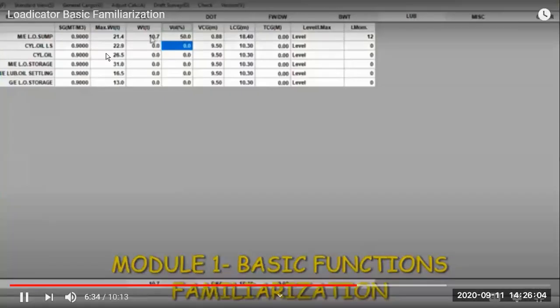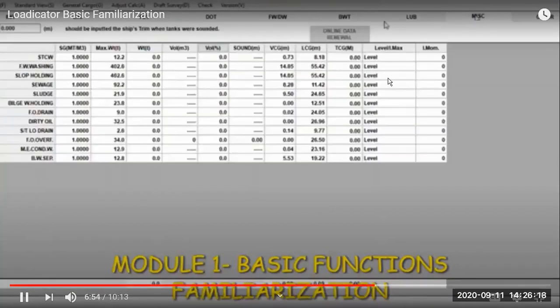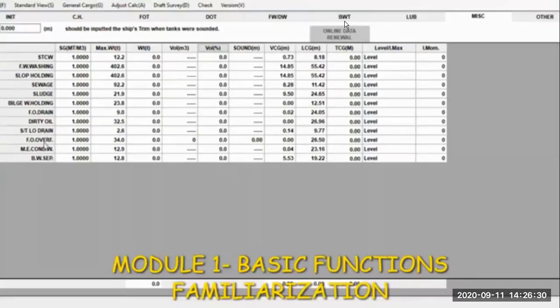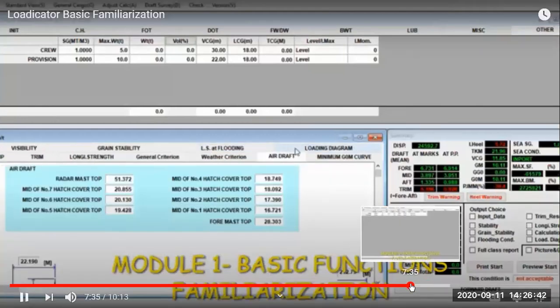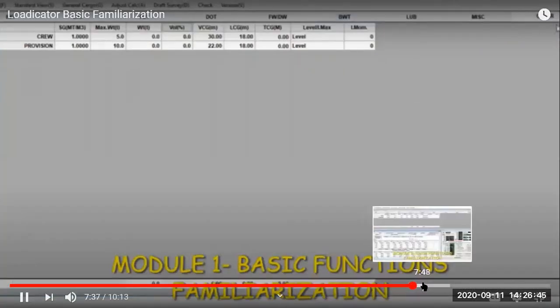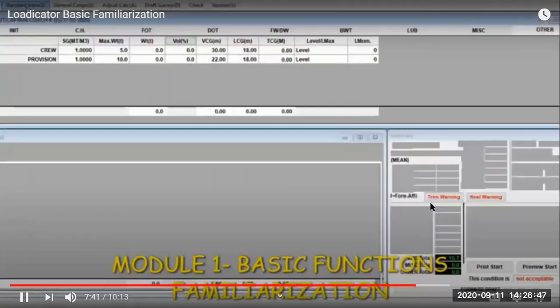Then lube oil, sump oil, cylinder oil, main engine lube oil, generator. So we enter again the density and weight. We'll get the moments and filling level. Then we have other miscellaneous, that is freshwater washing tank, slop tank, sewage, bilge water, dirty oil, ballast water, etc. So we fill all the details. So once we fill all the details, we will go and look at the stability particulars.